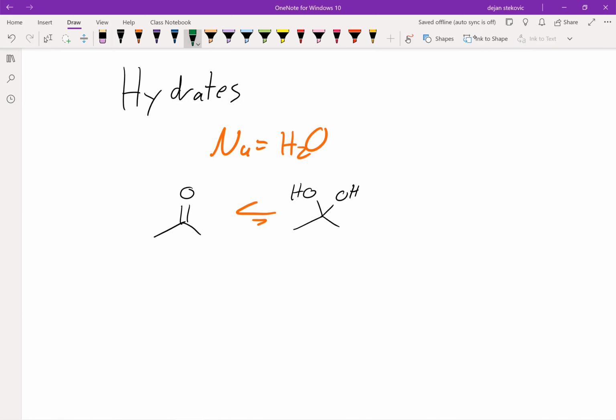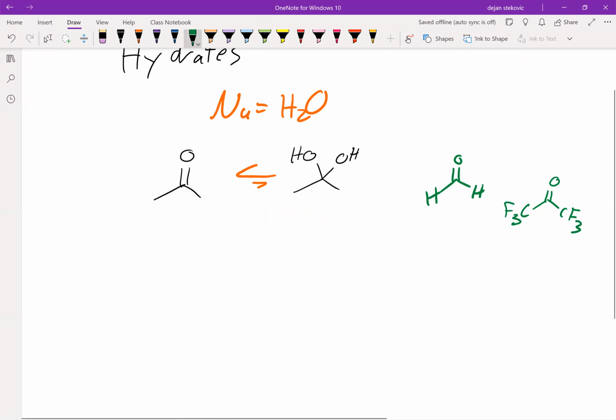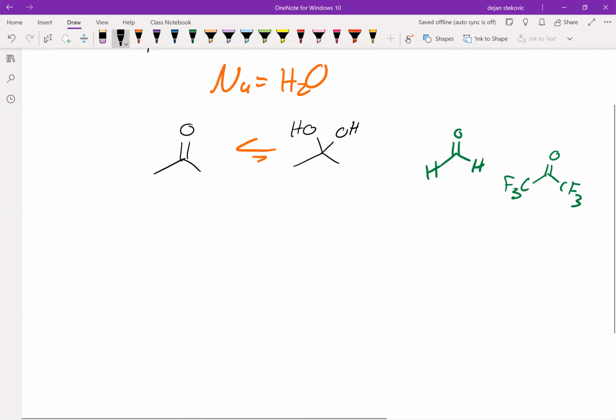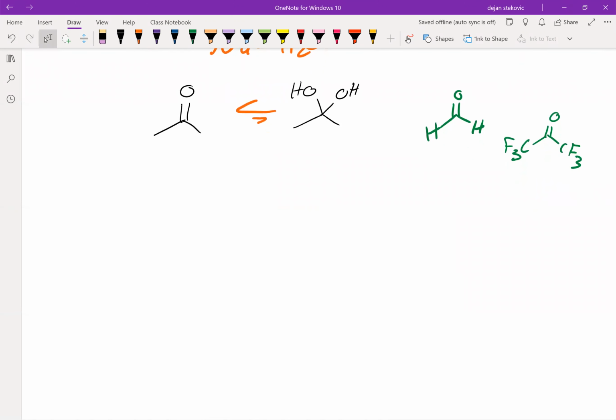There are exceptions when the hydrate is favored. So one of these exceptions is with formaldehyde. So formaldehyde will form the hydrate quite readily. And then the other one is if you have a very strong electron withdrawing group. So for example, if we have CF3s on either end of our acetone, then the hydrate will actually be preferred as well. And so your hydrate formation depends on the conditions that you have.